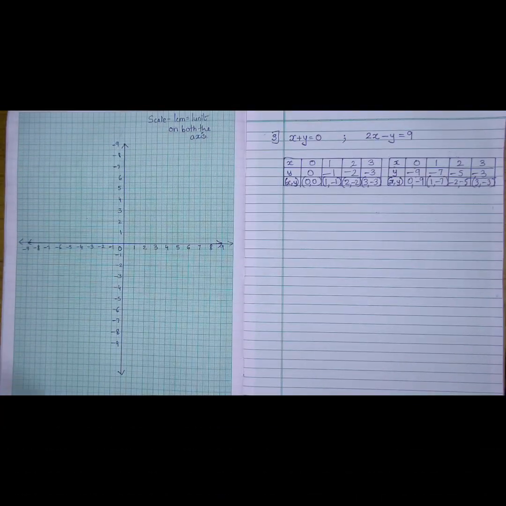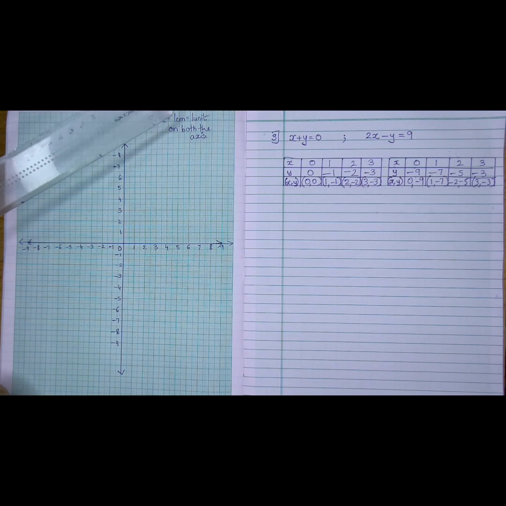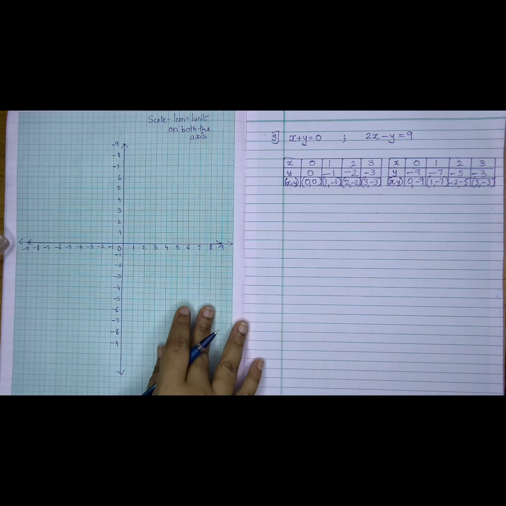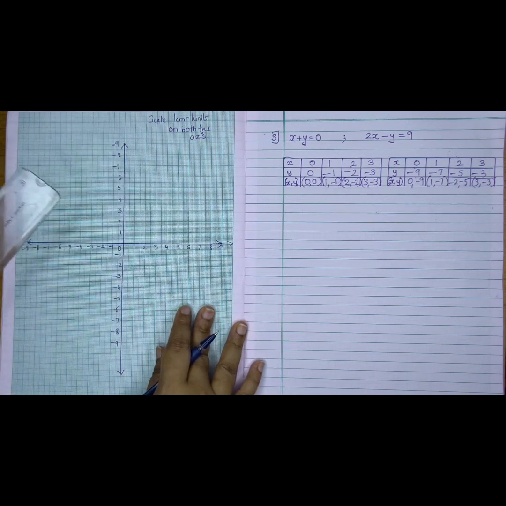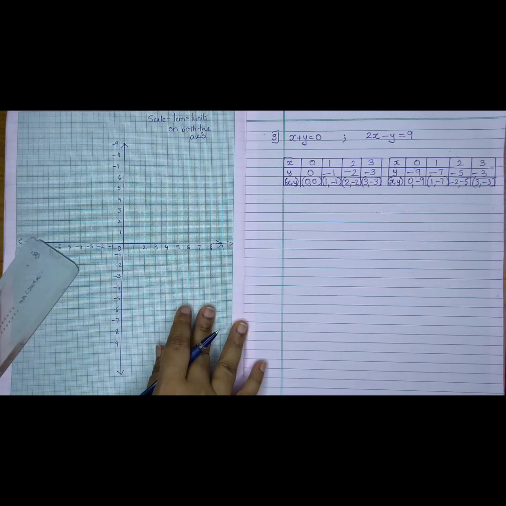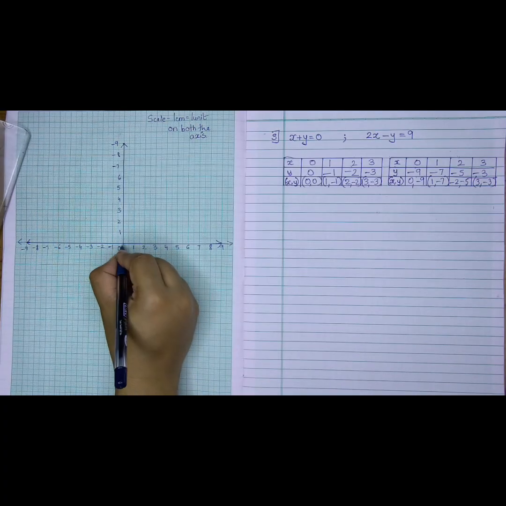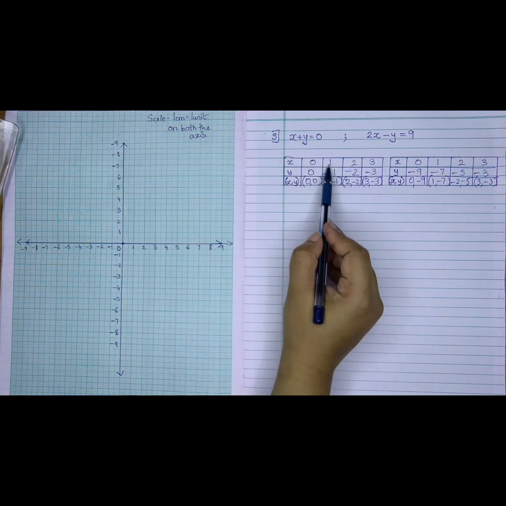Now we will plot these points on the graph. So I have already drawn the x-axis and y-axis. I had made smaller lines, but I have extended those now, up to plus 9, minus 9. Scale 1 centimeter is equal to 1 unit. Now see the first one. X-axis and y-axis both are 0. That means first point you will get over here, 0. Second one is 1 and minus 1.